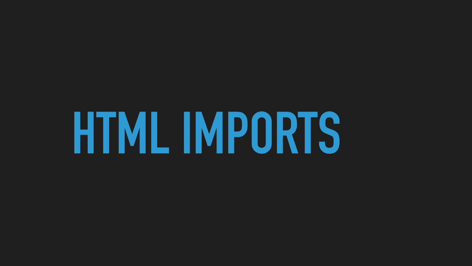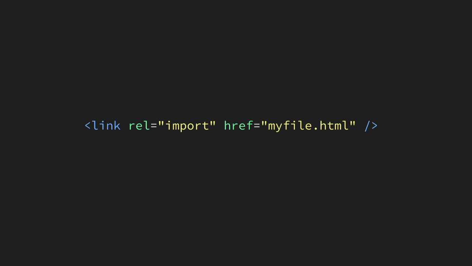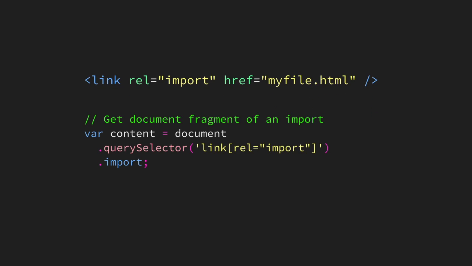HTML imports are the third part of the W3C web component spec. And this one's pretty easy. It almost looks like the same way we would bring an external style sheet into an HTML file. The way we access the contents of this HTML import is first querying for the link tag itself, and then accessing the .import property on it. And this will give us a document fragment.